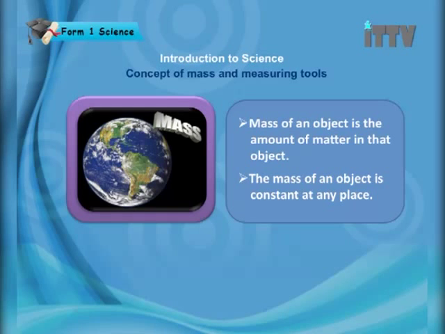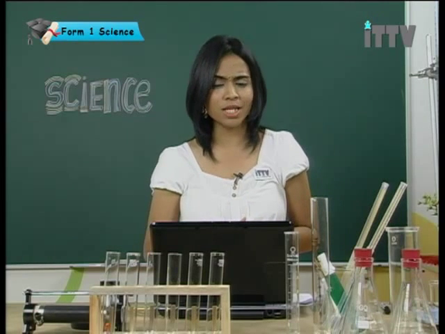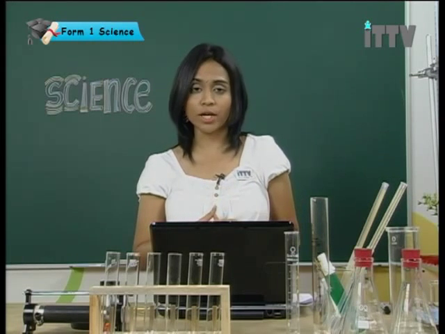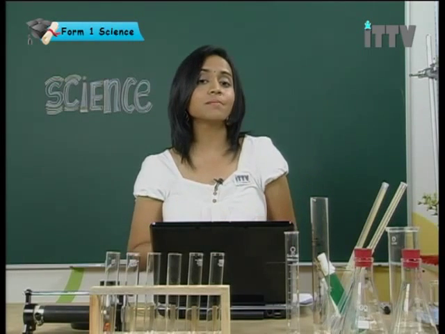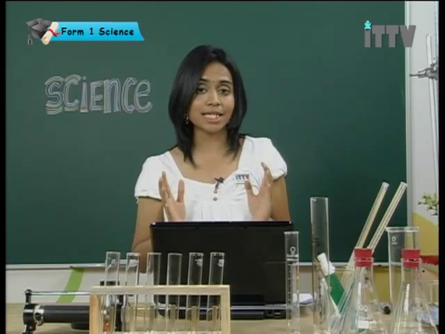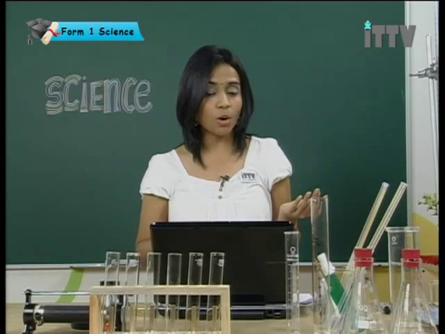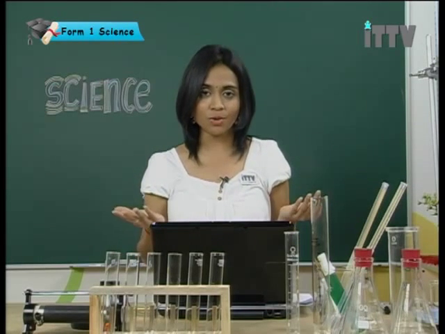Mass of an object is the amount of matter in that object. The mass of an object is constant at any place. So when you remember weight, what you remember, students, is gravitational force acting on a certain object. So when you remember mass, what do you recall? You must remember that it is the amount of matter in the object. Two different words for weight and for mass. Weight is gravitational force, while mass is the amount of matter.